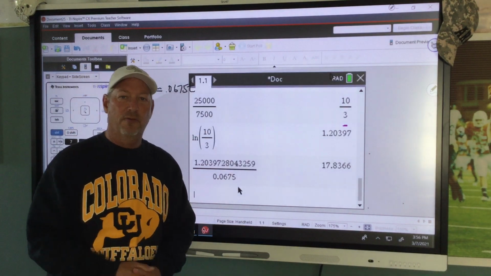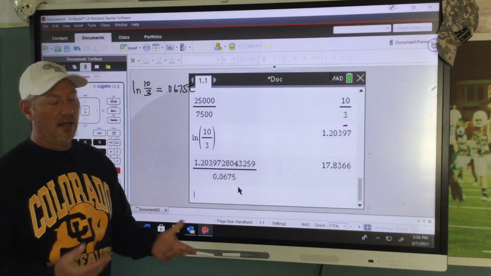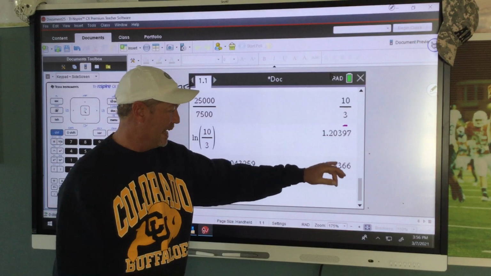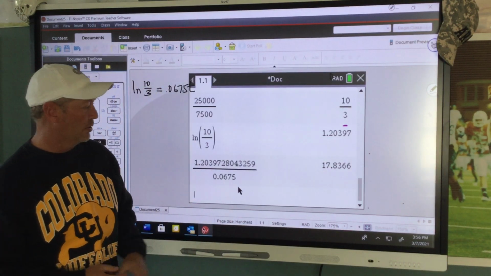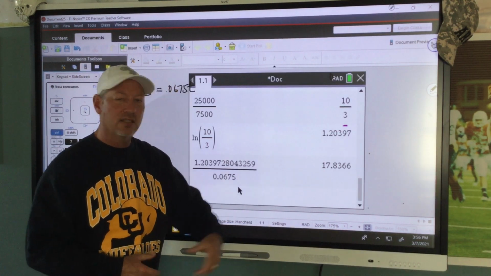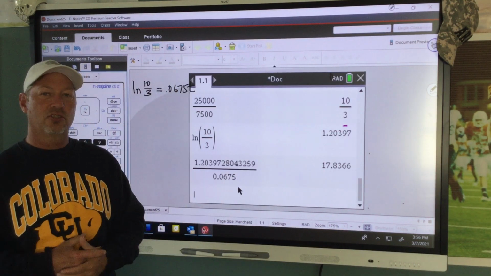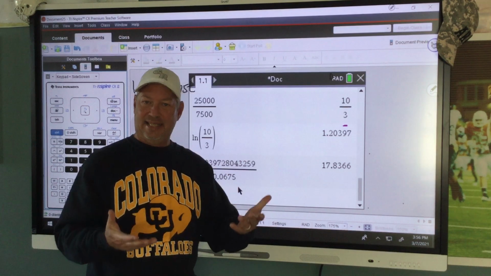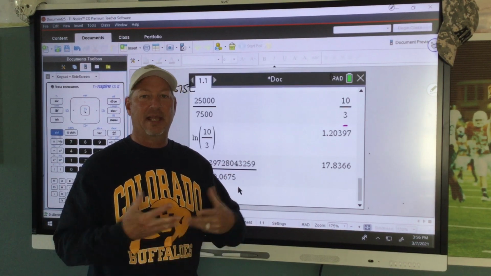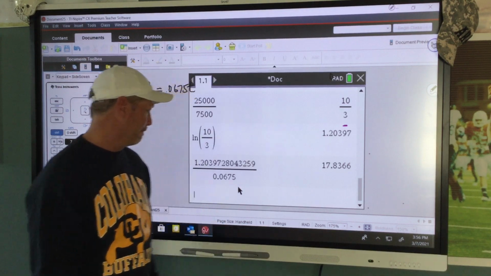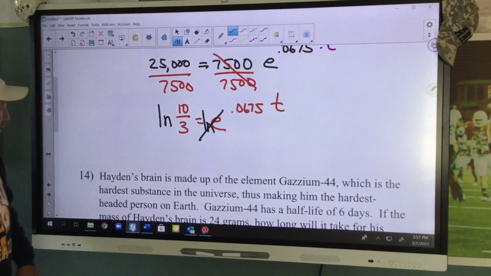And what are they asking you to find? They're asking you to find time. So you're going to get 17.8. They probably ask you to round to the nearest tenth in this situation, so we're going to say 17.8 years. If it's to the nearest year, you would say 18 years. Make sure you read the problem and answer the question. All right.